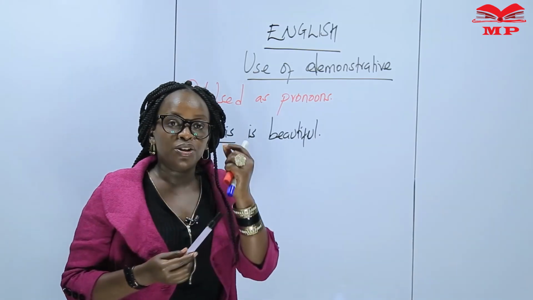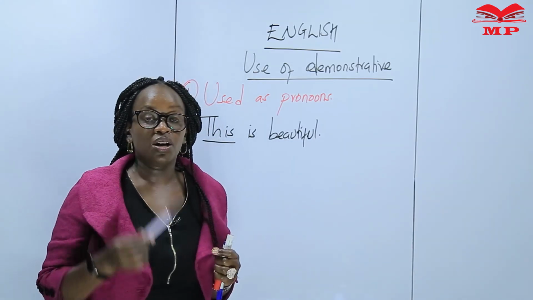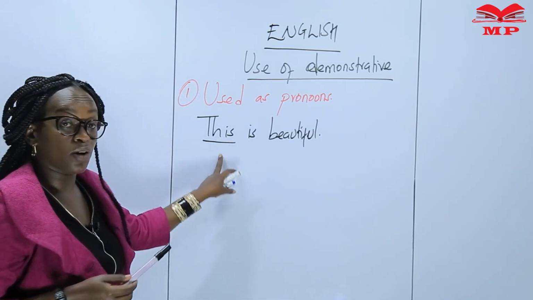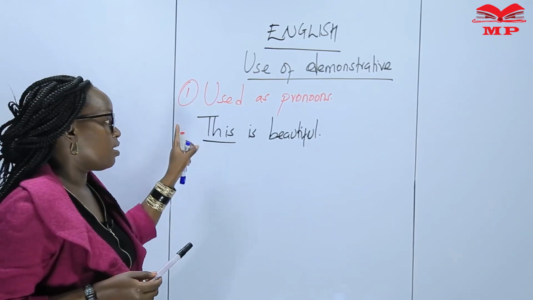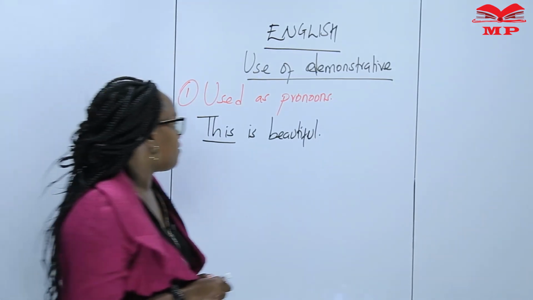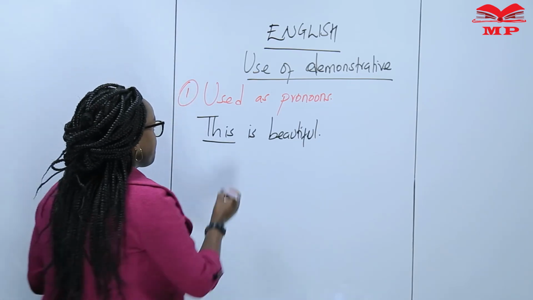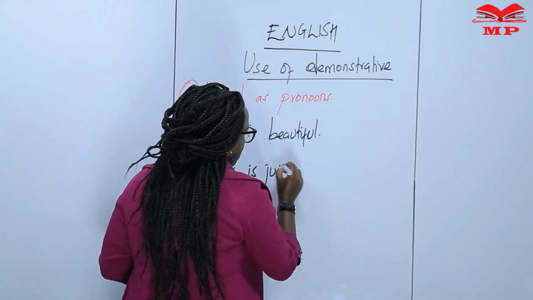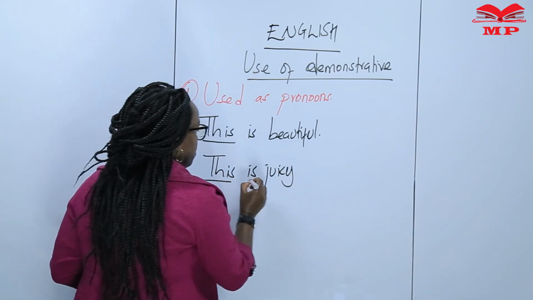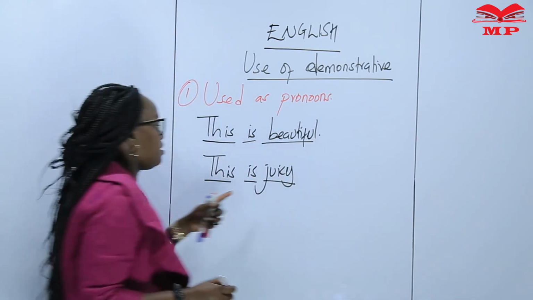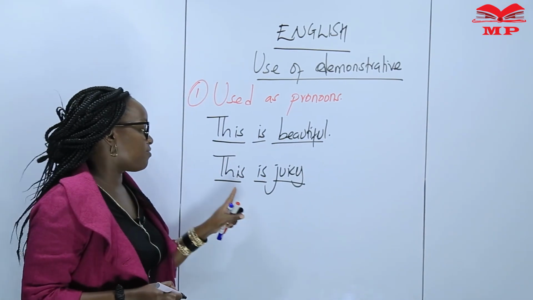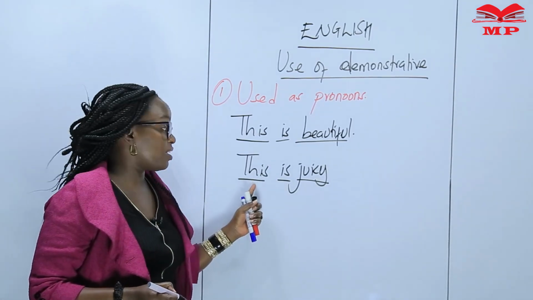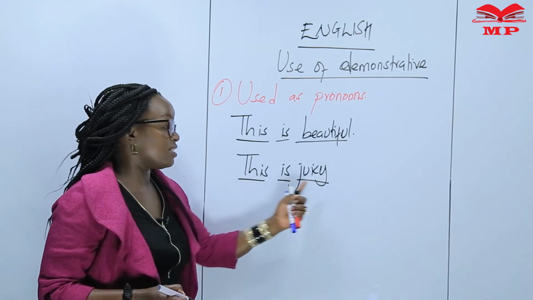So the original noun has actually not been used. So that means that this pronoun becomes the subject of the sentence and is actually used as a pronoun to stand in place of the original noun. If I could also give you another sentence where you have something like, this is juicy. In this case, we still do not have a noun. Therefore, this demonstrative has been used to stand in place of the noun that we are actually saying is juicy.